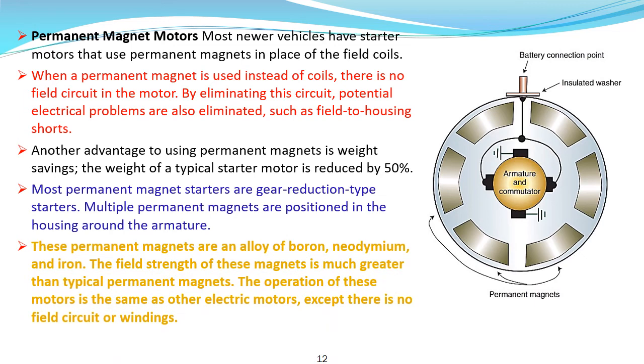These permanent magnets are an alloy of boron, neodymium and iron. The field strength of these magnets is much greater than typical permanent magnets, so they are stronger than ordinary magnets.